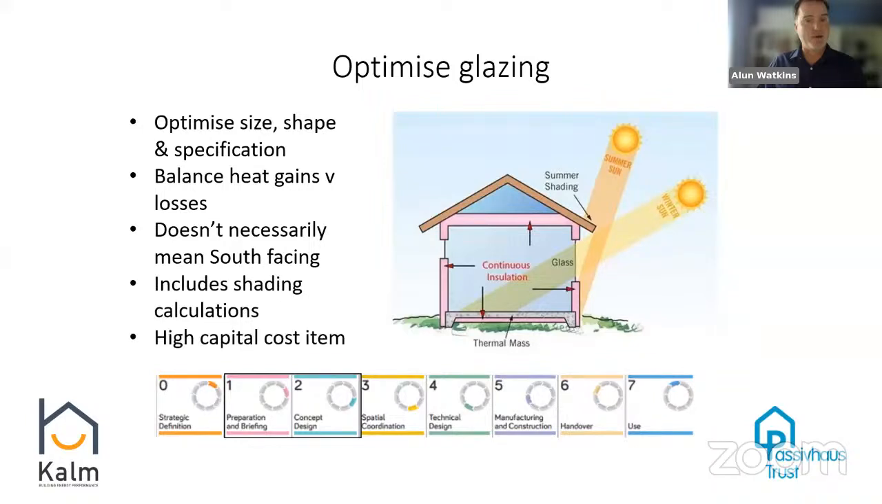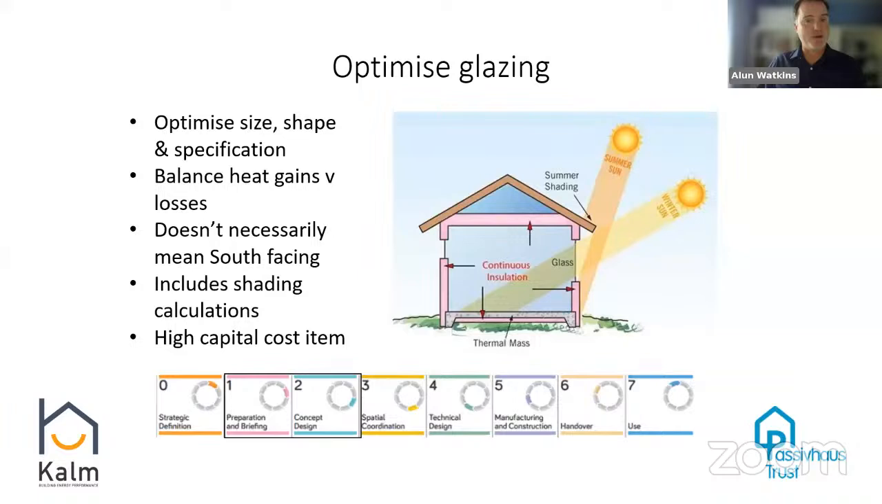It's worth bearing in mind that windows and external doors are a high capital cost item. So lots can be done in terms of the pounds and pence, in terms of getting that right by tweaking the specification on the windows. Non-opening windows are cheaper than opening windows. So you can maybe play around with that.